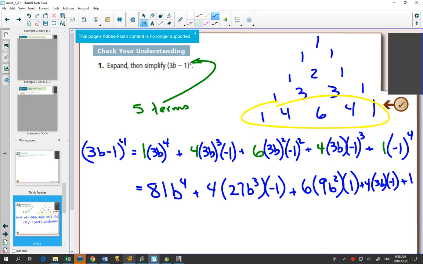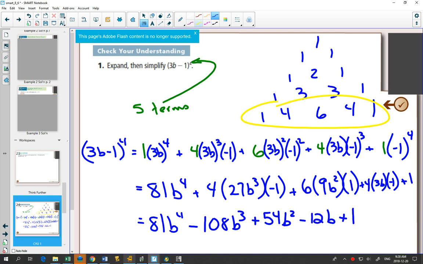And now I'll multiply my numbers together. So I get 81b^4 plus negative 4 times 27. I guess I can just make that minus 108b^3 plus 54b^2 minus 12b plus 1. So, questions to practice your binomial expansions, questions 3 and 4.